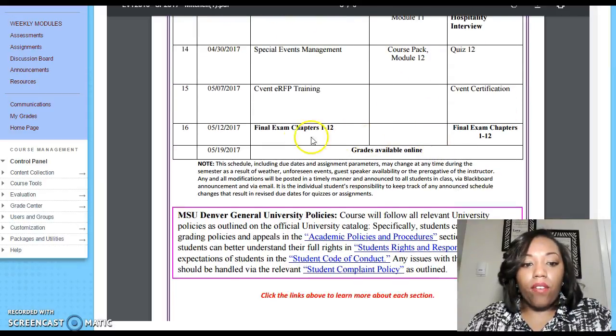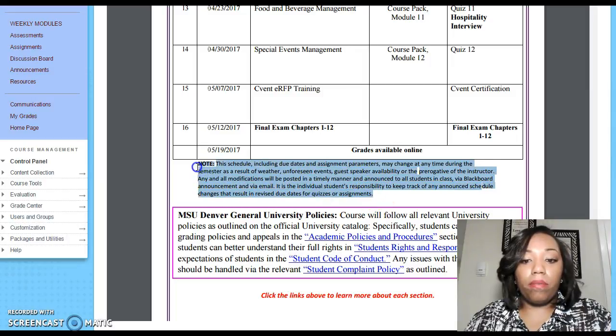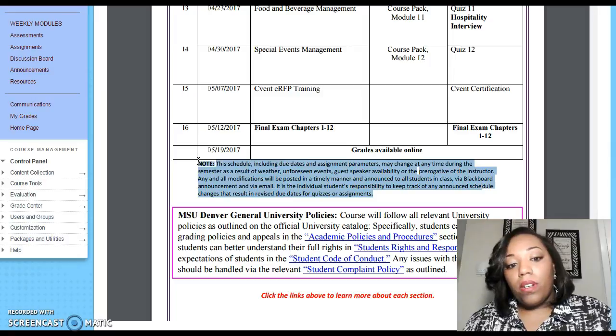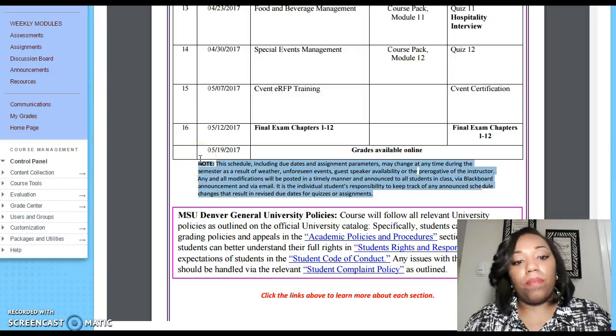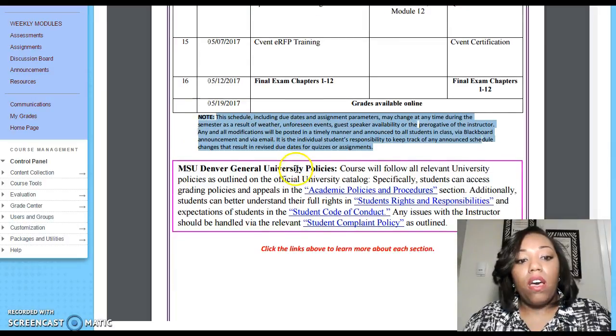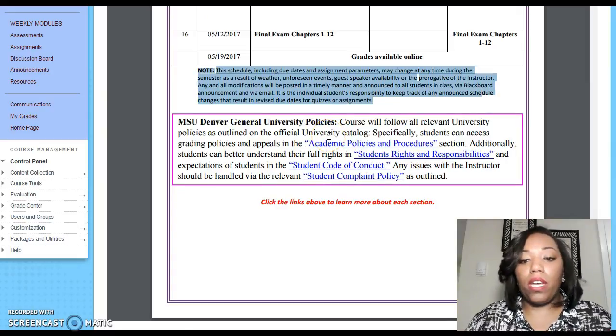As I said, I'm not going to read everything, so please pay attention to my little notes. The schedule can change, including due dates and assignment parameters, as a result of anything. This is Colorado, so some stuff might happen, even though this is an online class, and there are a lot of system changes going on at Metro. It is at the discretion of me, the instructor, but I will give plenty of time notice for you all. The MSU Denver general university policies, please pay attention to this.